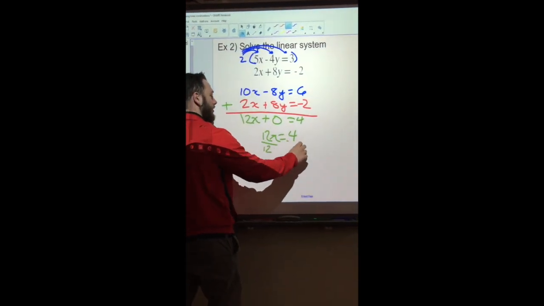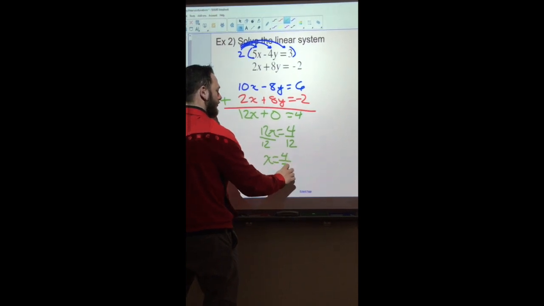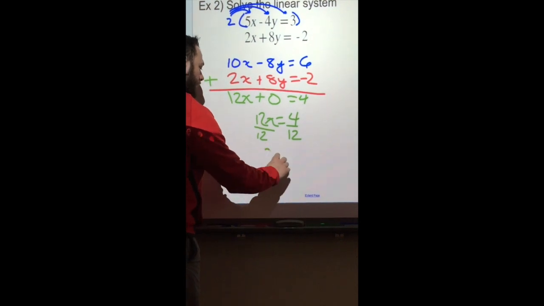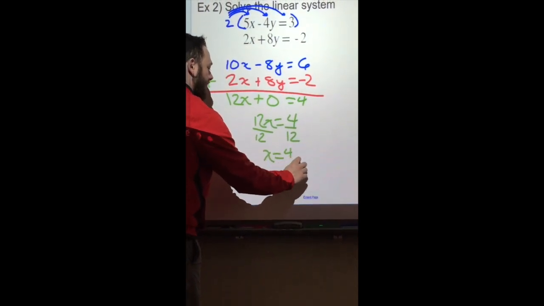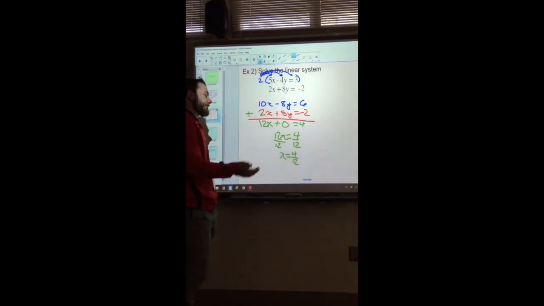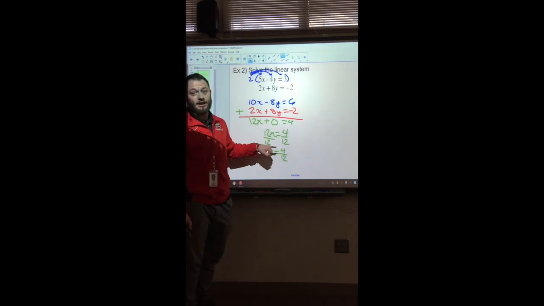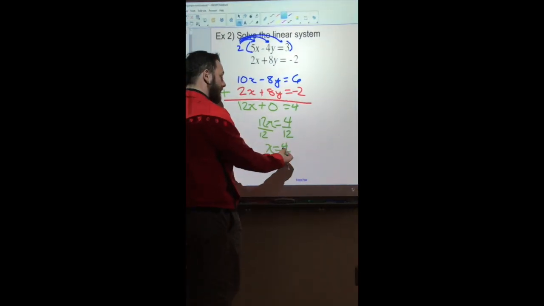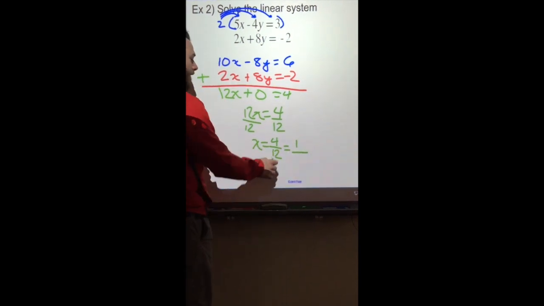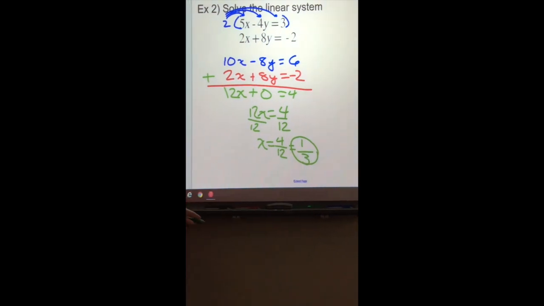Divide by 12, divide by 12, x equals 4 twelfths. But now we got to simplify this fraction, because it's going to be easier to plug it in if we simplify it down. What goes into both 4 and 12? Yep, you guessed it, 4. So we'll take 4 out of that. 4 out of 4 is 1, take 4 out of 12, and that's 3. So we have 1/3 for our x value.